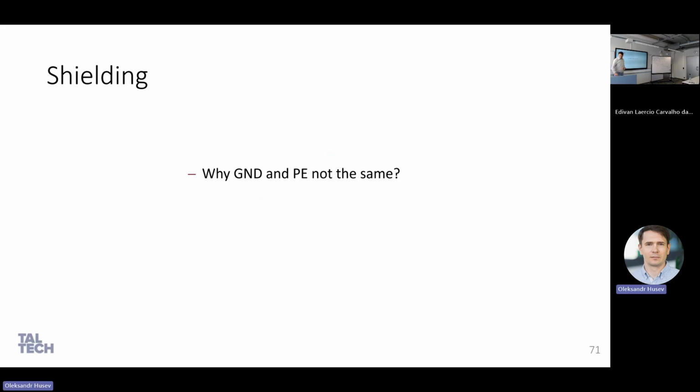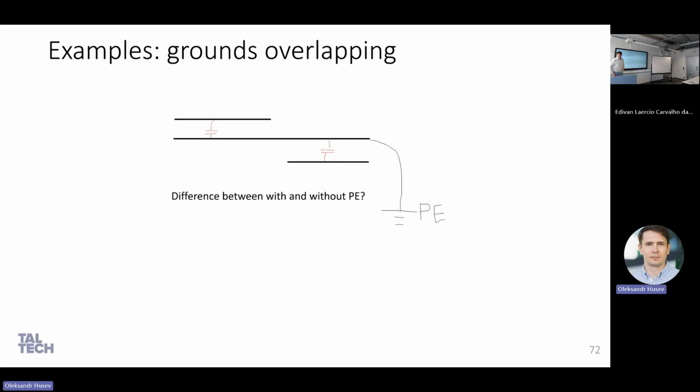Okay, so another example. It's also one of my favorite examples because even my PhD students faced that problem. The difference between with and without PE. What does it show? You have a capacitor here, right? Or you have just a plane, right?